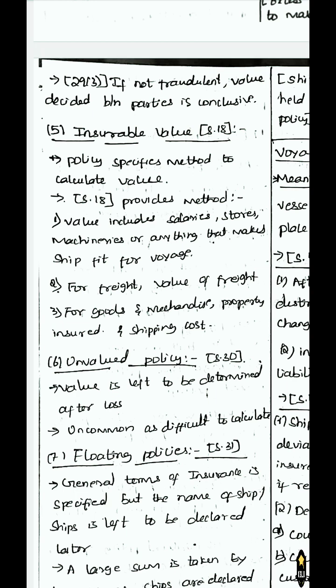For freight, the value of the freight. And for goods and merchandise, the property insured and the shipping cost is the value of the insurance. So if the ship is carrying certain goods, then the amount of the goods is the value of the insurance. And if the goods get damaged, then the insurer will be liable to pay that amount to the insured, the value of the goods.